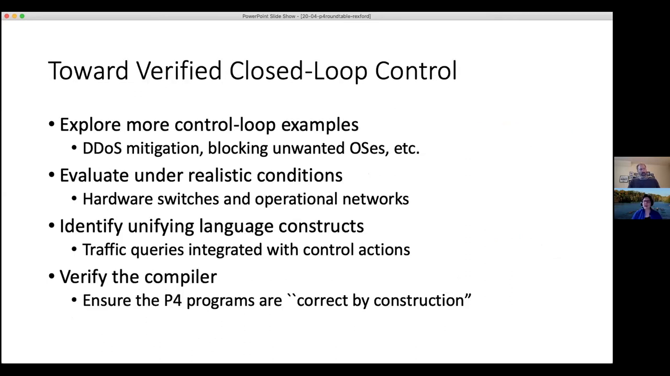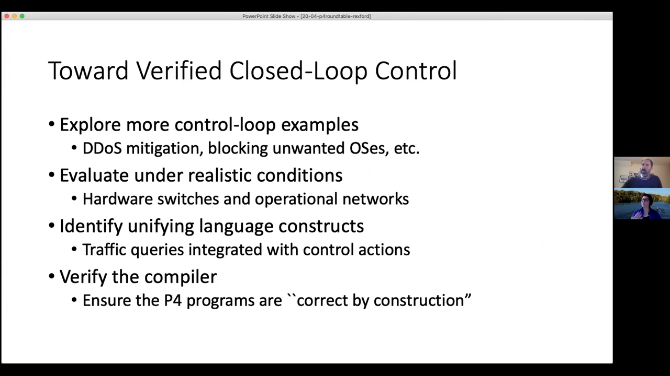So stepping back, what I've done is shown you two examples of how you might do closed loop control in the network, managing microbursts and doing performance-aware routing. These are just two of what I think are a much larger set of examples. And in particular, there are a lot of examples from security that we'd like to explore further. We'd like to evaluate them under more realistic conditions: hardware switches, operational networks, realistic workloads.